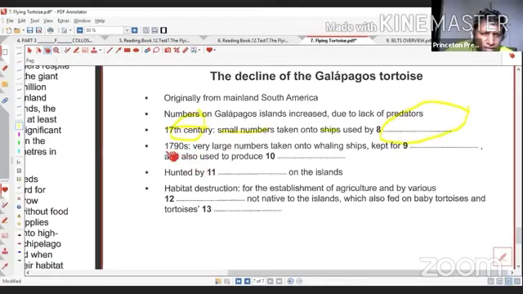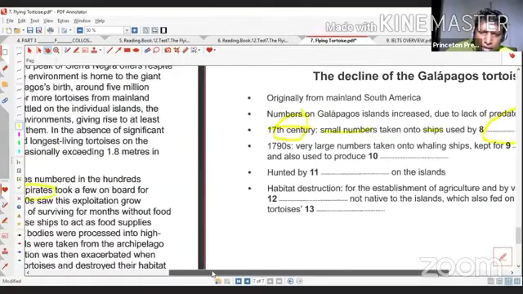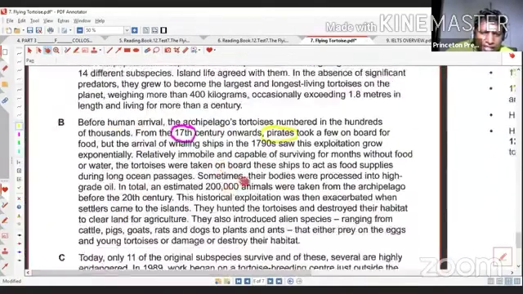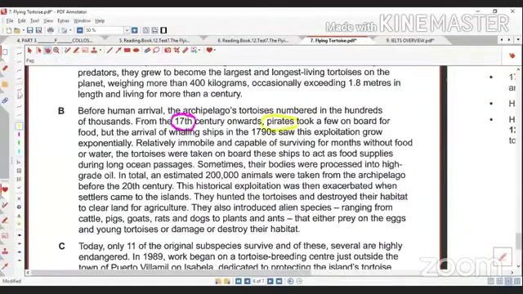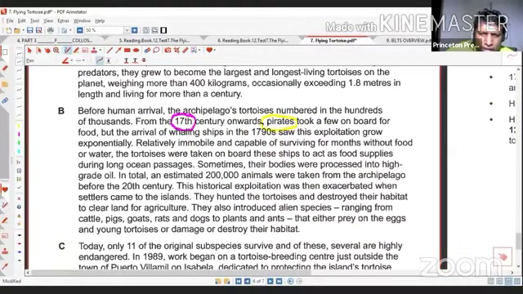What's the keyword? 1790. Very large number taken onto whaling ships, kept for something and also used to produce something. Where is the 1790? Here, 1790. The same paragraph, I think. We have the words. Then what? Whaling ships. You see? Saw this exploitation.